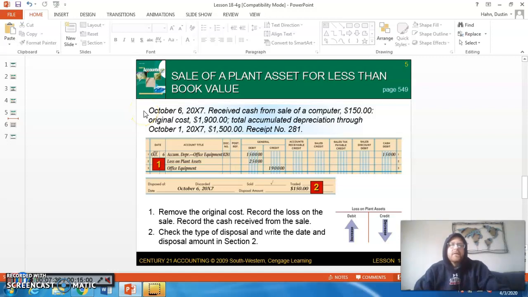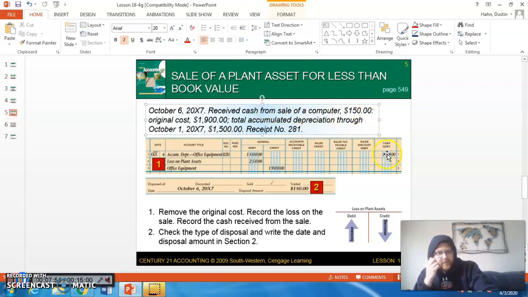Now, if you sell the plant asset and receive less, so you are losing money, it'll be fairly similar. On October 6th, you received cash from the sale of the computer for 150. So you received a check of 150 right there. That's why you have your cash debit of 150. Your original cost is 1,900. So right there, your office equipment.